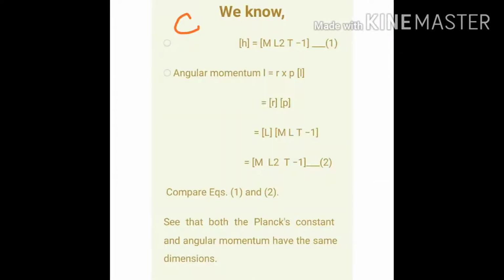In other words, we can explain question number 33 like this also. You know Planck's constant h is equal to ML square T power minus 1. Angular momentum, how do we get it? Radius multiplied by linear momentum. So radius L, for linear momentum MLT power minus 1. If you multiply these two, ML square T power minus 1. So from equations 1 and 2 we conclude that Planck's constant and angular momentum have the same dimensions. In this way also you can explain this.